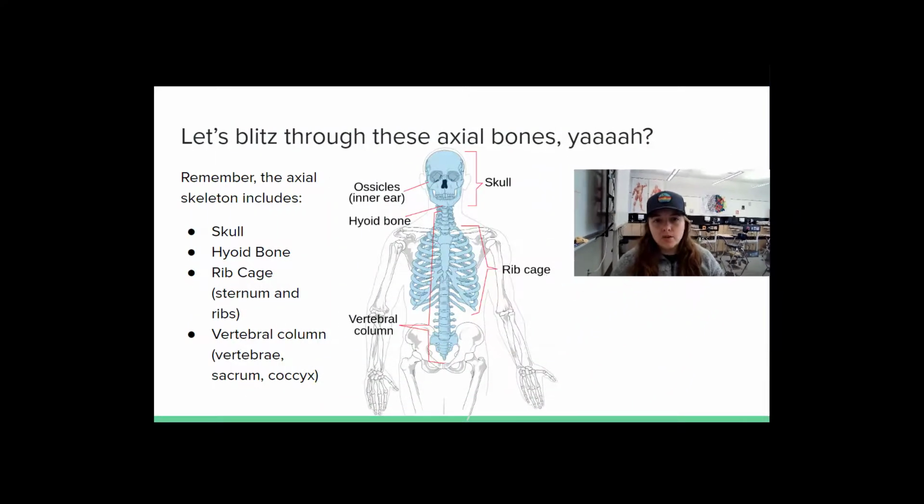So remember, when we're talking about the axial skeleton, we're talking about the bones that are in the midline or median plane of the body. And so we're talking about the skull, the hyoid bone, the rib cage, which includes the sternum and the ribs, as well as the vertebral column, which includes the vertebrae, the sacrum, and the coccyx. And we're going to be covering everything but the skull today.